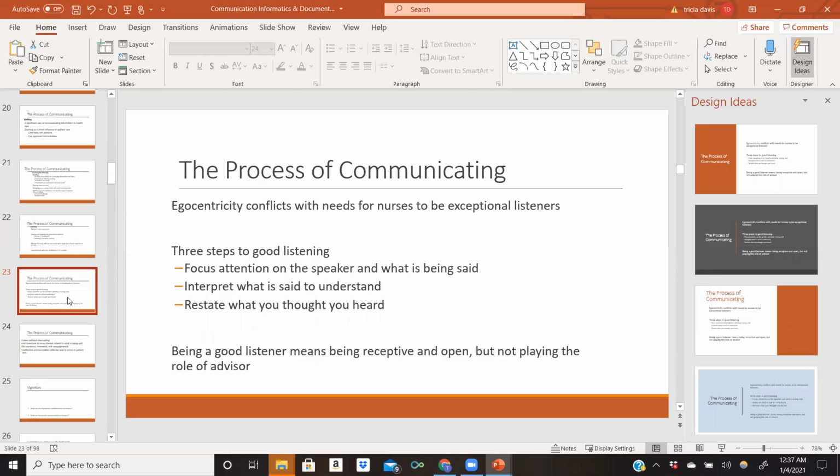And then after you think you understand what they're saying, you restate what you thought you heard. Being a good listener means being receptive and open, but not playing the role of the advisor. So you don't have to advise the patient to do something every time they talk to you. You can just listen and not even say anything. That's what people want sometimes, and that's okay to do. You just listen, you put your hand on their shoulder, you put your hand on their leg, you hold their hand. Sometimes you just don't have to say anything. So if you're talking to Mrs.